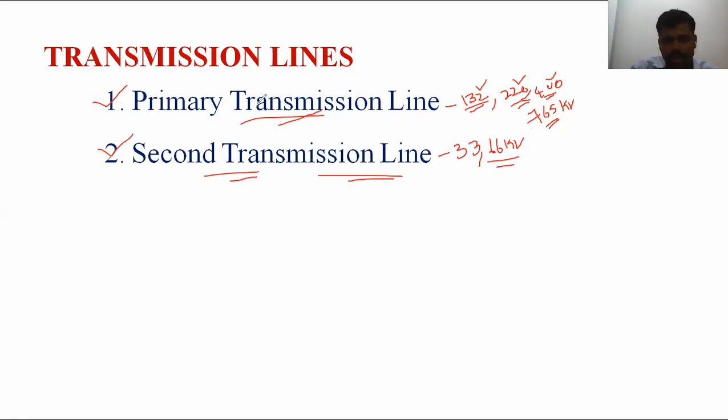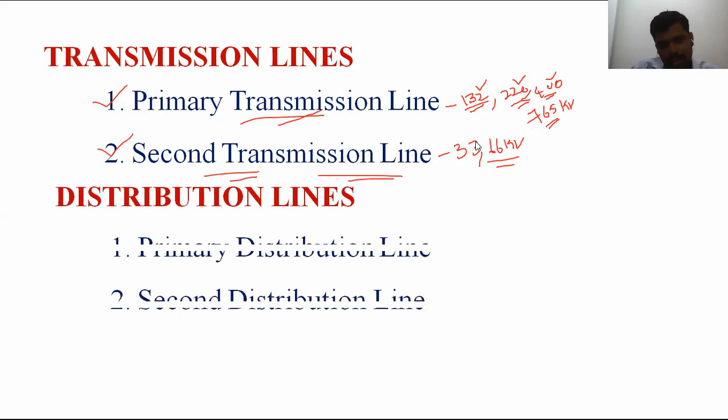And the distribution lines, this is again based upon the consumers. It is classified into two types. For industrial consumers, that is the primary distribution system, that is for medium industrial consumers.